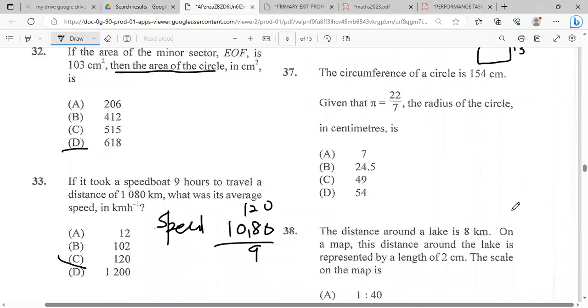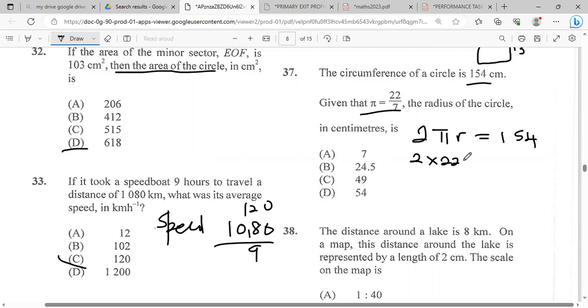All right, so 37 says the circumference of a circle is 154 centimeters. Use pi to be 22 over 7. What's the radius? So in order to get the 154, it has to be 2 pi r. That's how you find the circumference, right? So they say use pi as 22 over 7. So I can do that now.